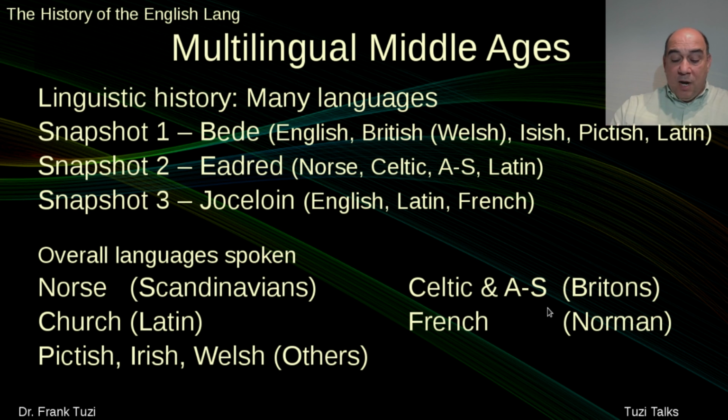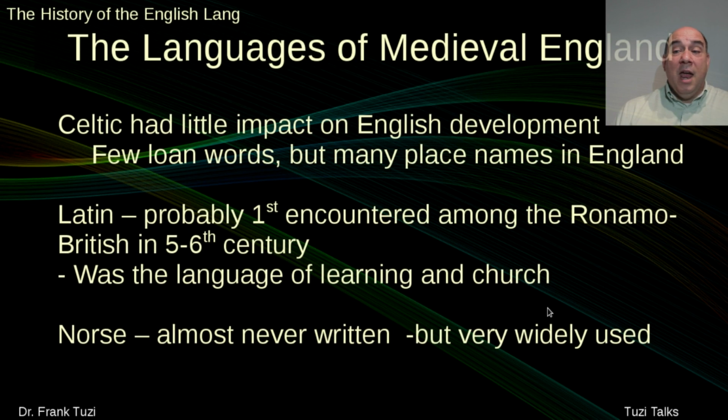That's the snapshot of all the different languages that are there. And so we're going to take a look at some of these languages a little bit more, and we're going to see how these things changed as things move forward. The Celtic language had very little impact on the development of English, and primarily this was because it was not written down as much. It was also the older language that had been superseded by the newer languages that had come in.